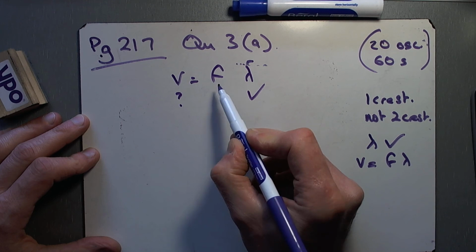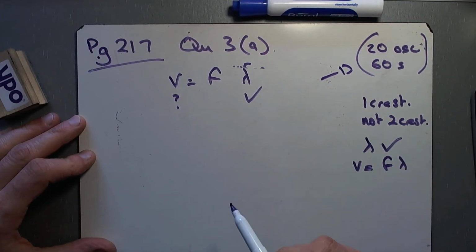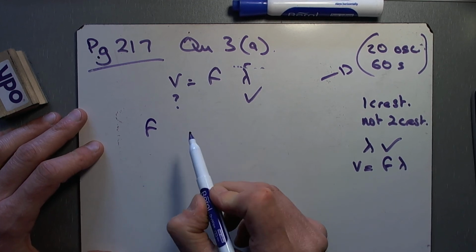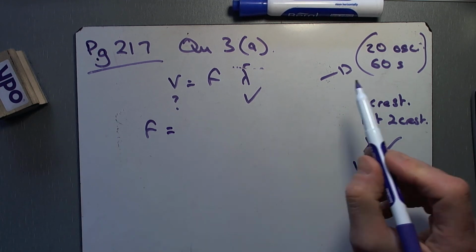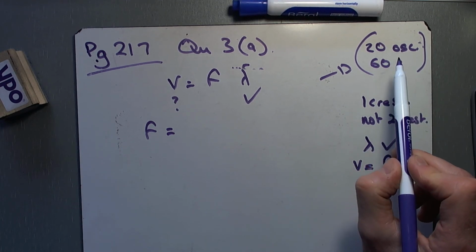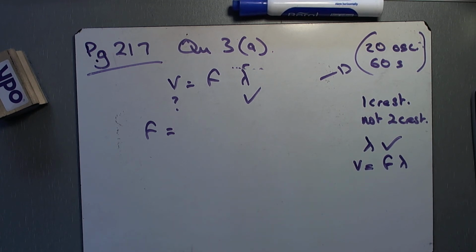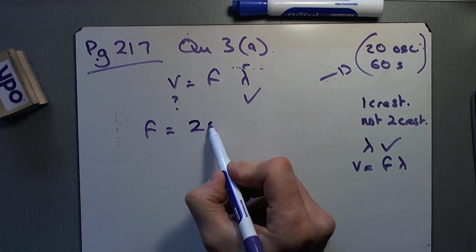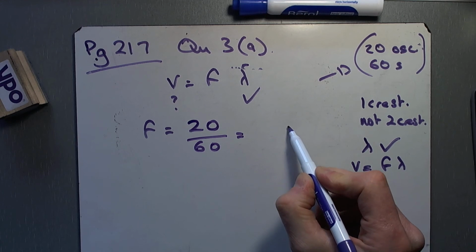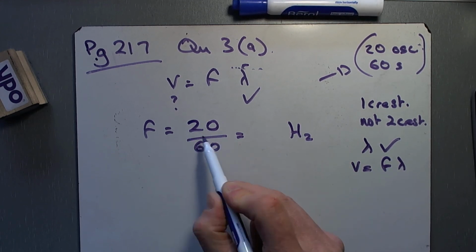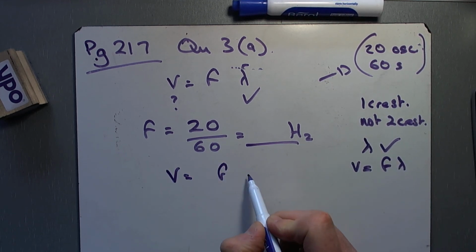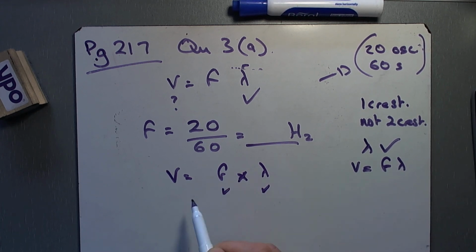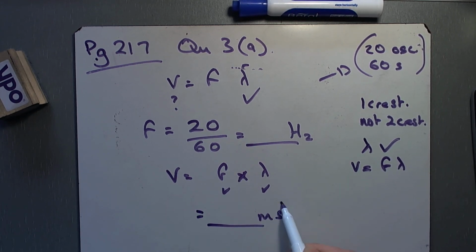We need to know the frequency, and this is where our information from the question is going to help us. Frequency is the number of oscillations per unit time, in 1 second. If we've got 20 oscillations in 60 seconds, how many oscillations are we going to have in 1 second? We just divide the 20 by the 60 seconds, and that will tell us how many oscillations in 1 second. Once we've got the wavelength and the frequency, we multiply them together, and we get an answer for the wave speed.